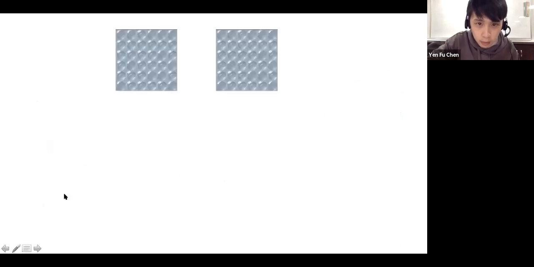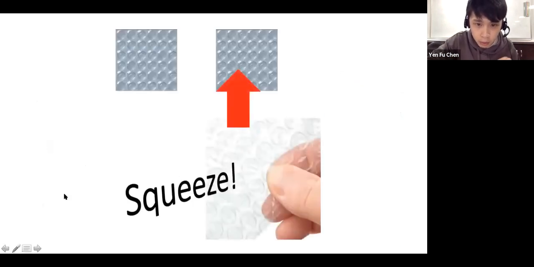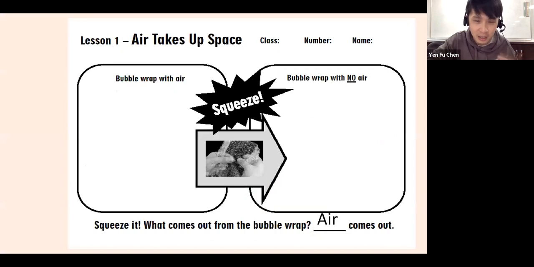Okay, so I also demonstrate squeeze. Each student will get 2 bubble wraps. They have to squeeze one of them, so they have to do this task and make sure that they know that air does take up space. So they squeeze it, and this is my worksheet. So you can take a look.